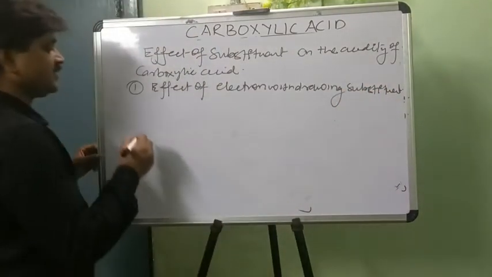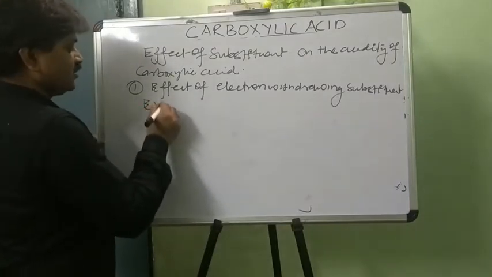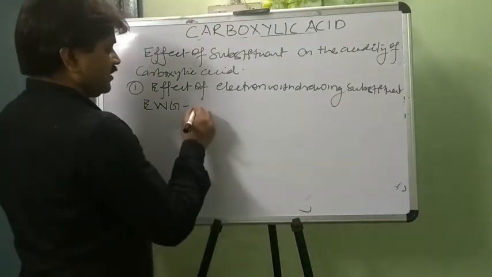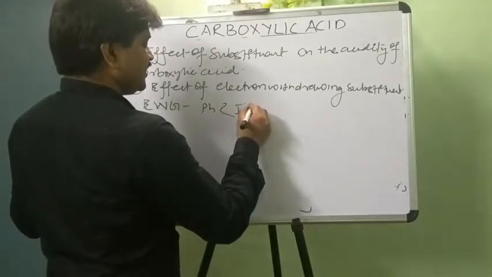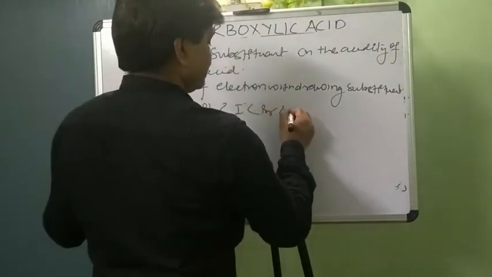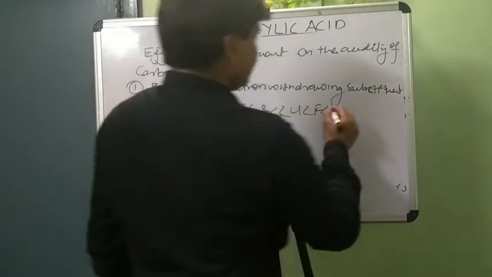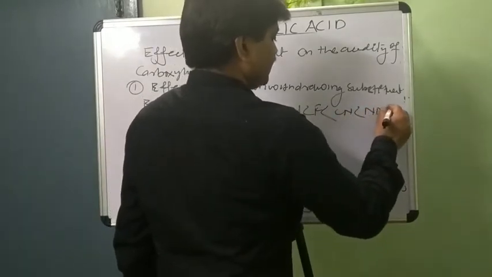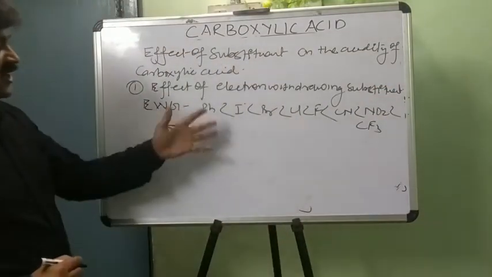Electron withdrawing substituent, that is the EWG group. That is, phenyl is less than iodide is less than bromide is less than chloride is less than fluoride is less than nitrile is less than nitrate is less than CF3. So these are the electron withdrawing groups.